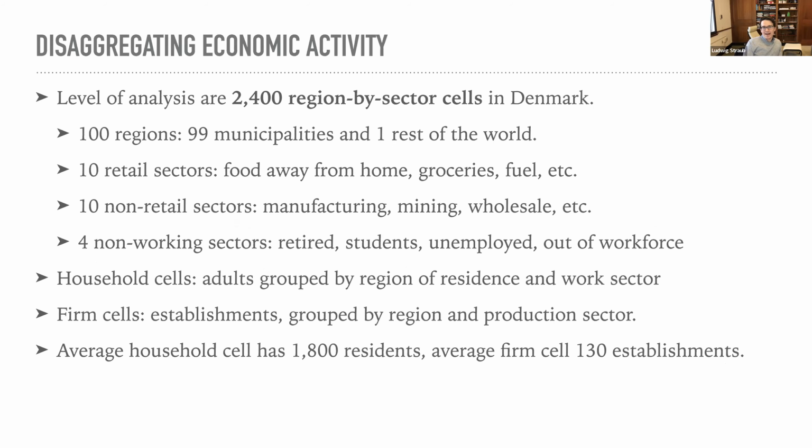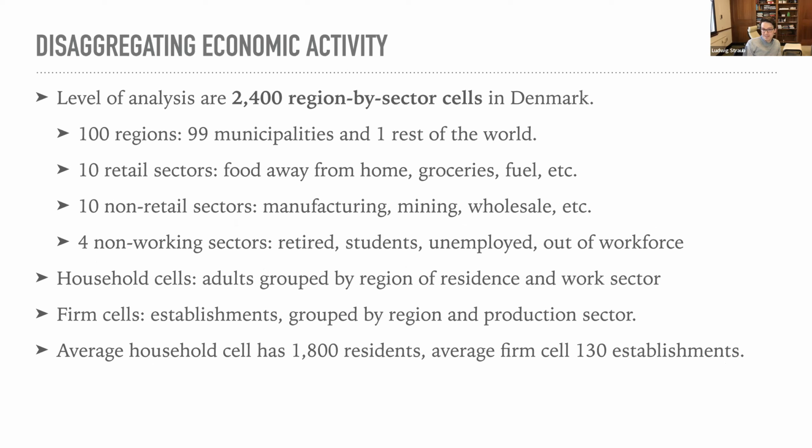So the level of analysis are going to be 2,400 region by sector cells in Denmark. So this is including 100 regions, the 99 municipalities, plus the rest of the world. There's going to be 10 retail sectors, such as food away from home.